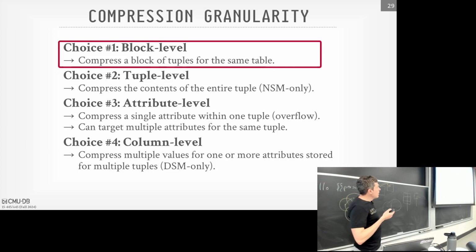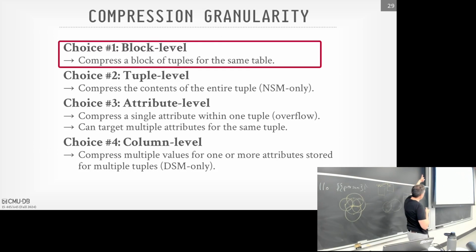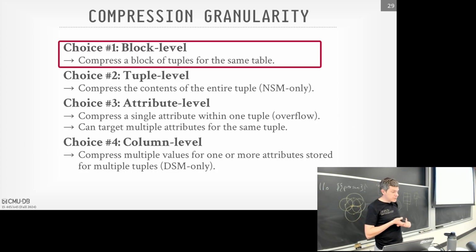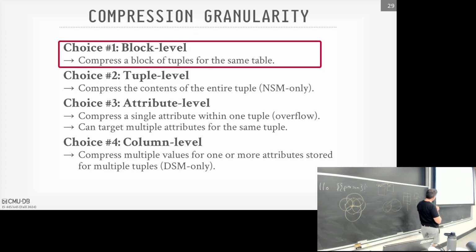I'll say also too, block level compression will be more common in OLTP systems and row stores, and we'll see how MySQL does it in a second. Tuple level compression can be done in SQL Server, and then there was a system called Terark, which was a fork of RocksDB that the TikTok people bought. What's TikTok? ByteDance. Yeah, so ByteDance bought that company, but they could do tuple level compression for LSMs.